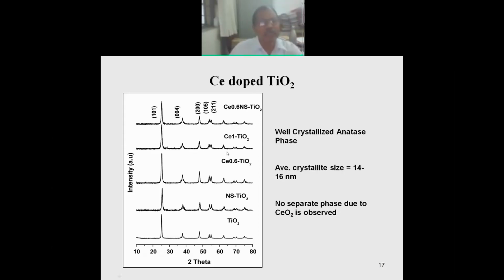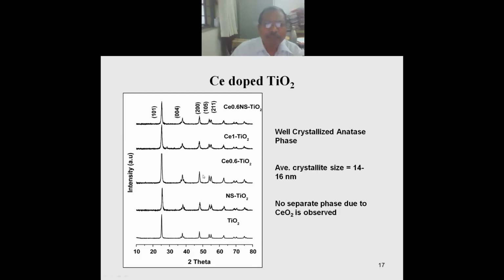This is nitrogen sulfur doped TiO2, ceria doped TiO2 0.6 atomic percent, ceria 1 atomic percent TiO2, and ceria 0.6% nitrogen sulfur doped TiO2. All are crystalline, and this is an anatase phase, which shows a crystallite size of 14 to 16 nanometer, and there is no phase due to ceria observed in the powder XRD pattern. This may be on the surface.